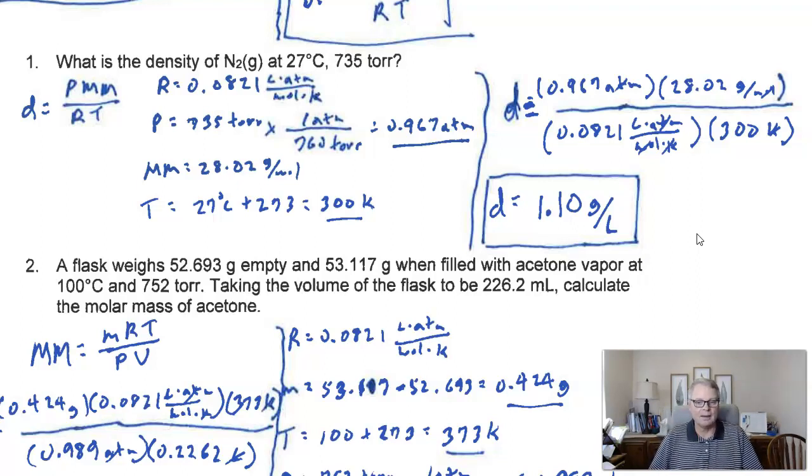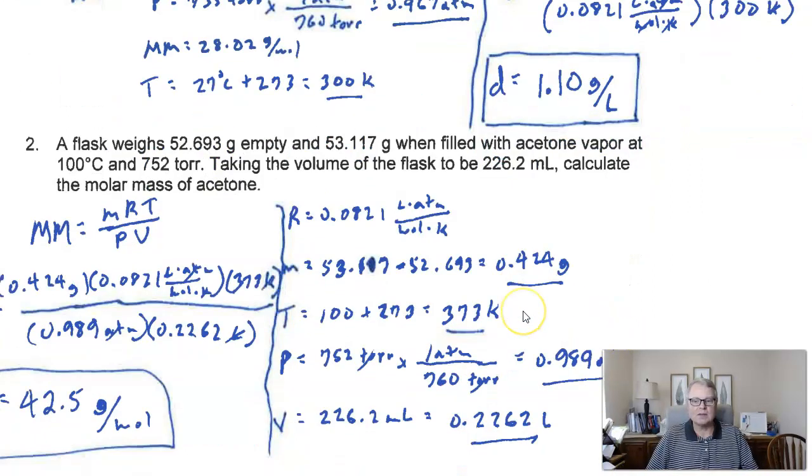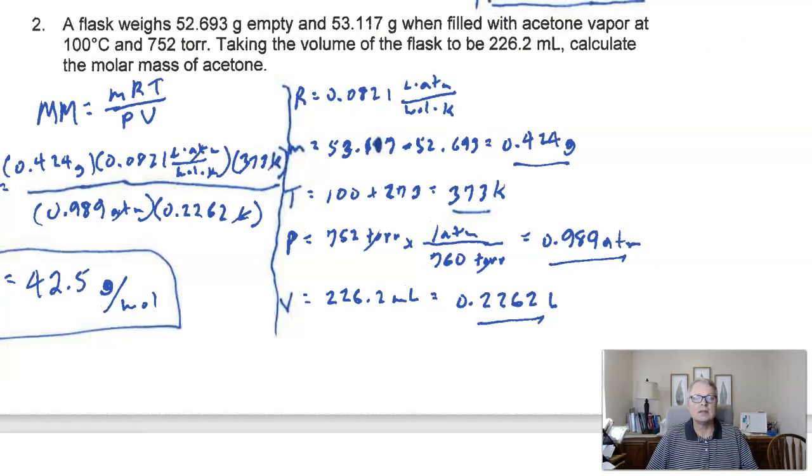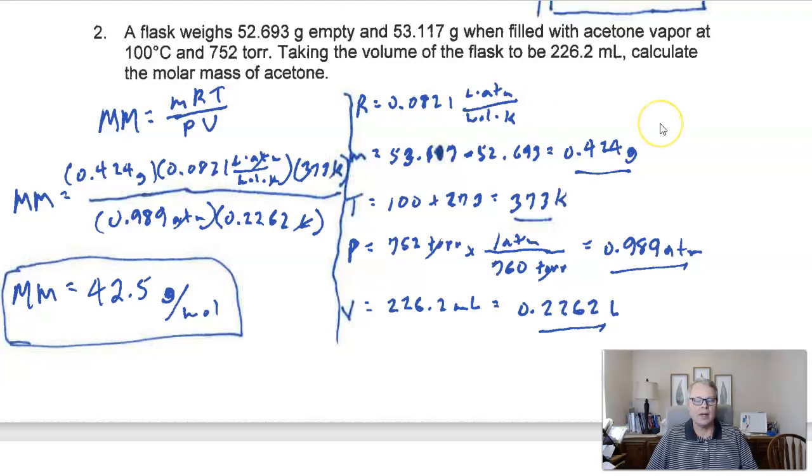Okay? All right, well, here's another problem. A flask weighs 52.693 grams empty and 53.117 grams when filled with acetone vapor at 100 degrees Celsius and 752 torr. Taking the volume of the flask to be 226.2 milliliters, calculate the molar mass of acetone. So this is actually something you're going to do in lab if you haven't done it already. And this is fairly reasonable data.